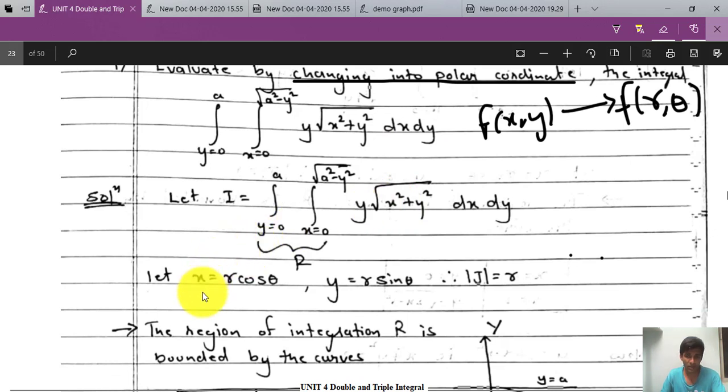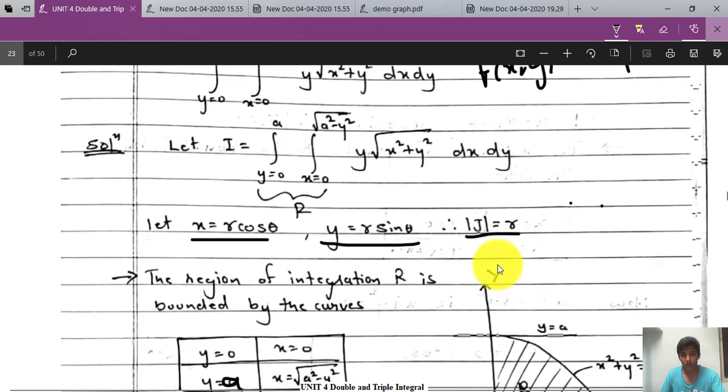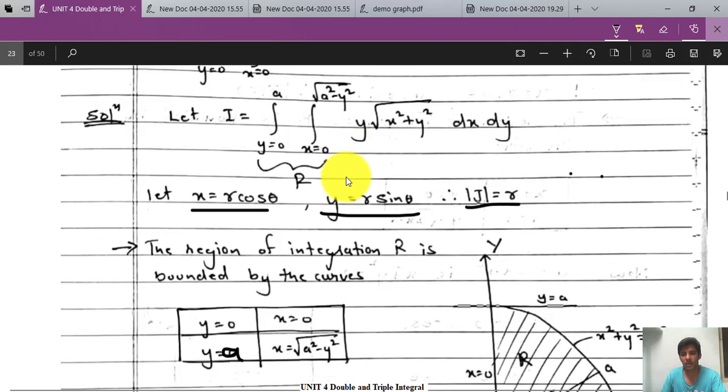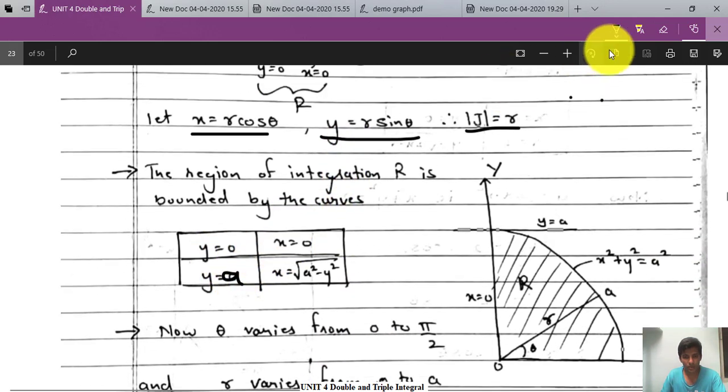you write down what is already told to you, that Cartesian coordinates can be transformed into polar coordinates. So let x equal r cos theta, which you already know, and y equal to r sin theta, and the Jacobian obviously is equal to r, so you need not derive it, you can write this directly. Okay, fine. Now the region of integration is bounded by the curves. The very first thing is you should always have the habit of drawing a rough sketch, right?